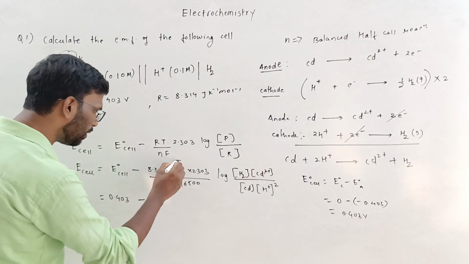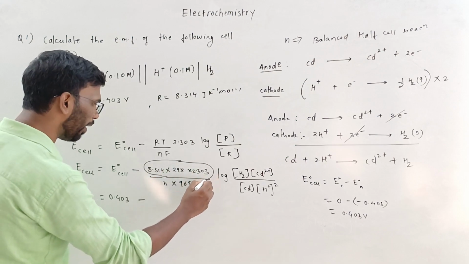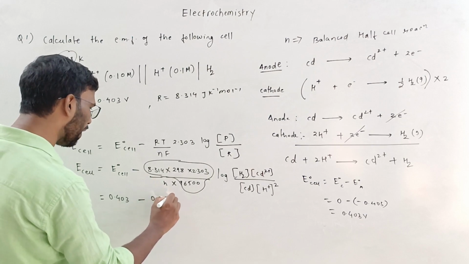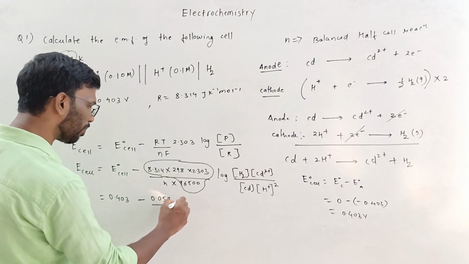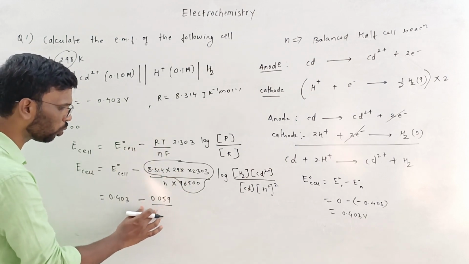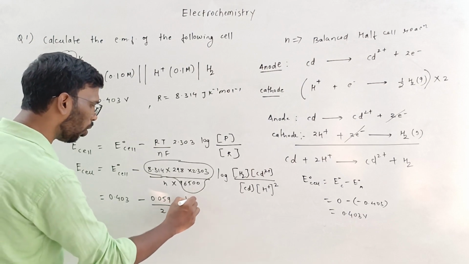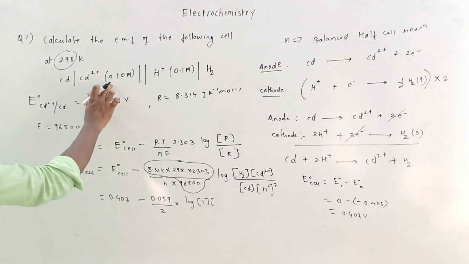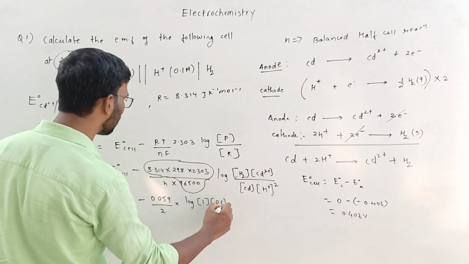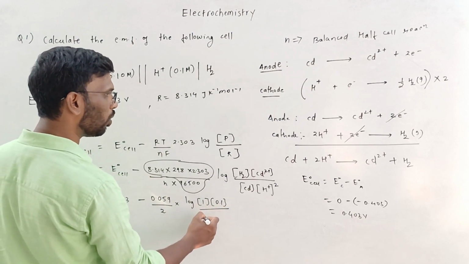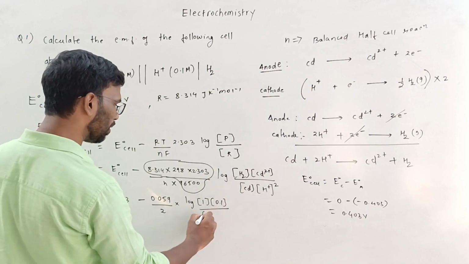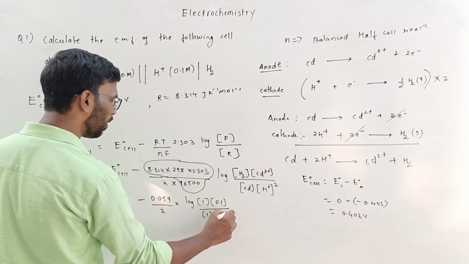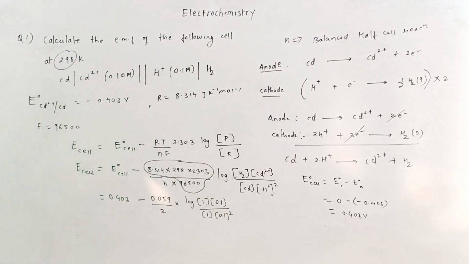Now this term 8.314 into 298, if you solve this, then it comes to 0.059, and upon N I am writing. Okay, now what is N? We know that N is equal to 2 in this example. And what is this? Log of concentration of H2 is considered to be 1, concentration of cadmium 2 plus is given to be 0.1, right? And upon concentration of the cadmium, this is in solid state, so it is also 1, and concentration of H plus, this is 0.1 the whole square, right?